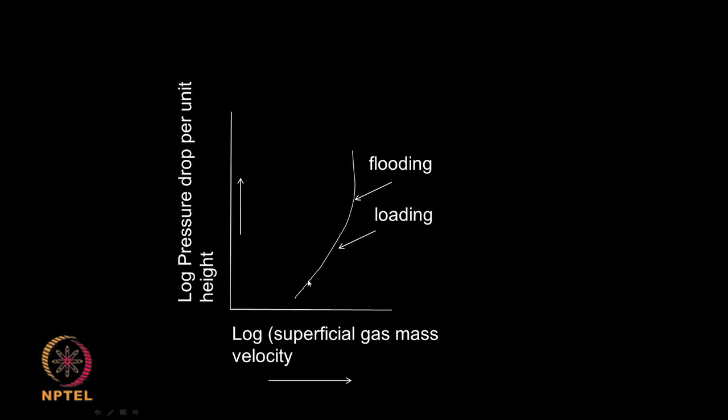So, I need to operate my gas velocity much lower than this flooding velocity, because if my gas velocity is too high, the liquid will not flow down, so the whole column will come to a standstill. In the x axis we have log superficial gas mass velocity, and the y axis we have the log pressure drop per unit height. As the gas velocity is increased, the pressure drop increases and suddenly it just shoots up, and this is called the flooding velocity.